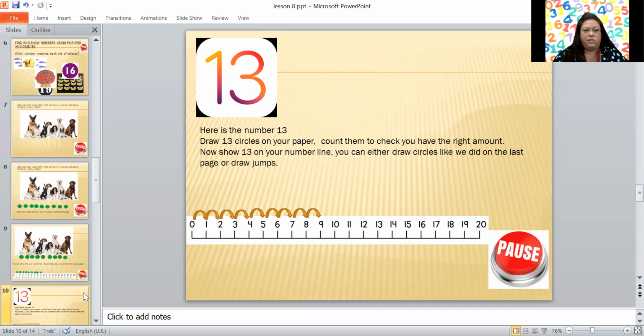So you can either draw circles like we did on the last slide, or you can draw jumps like this. You always start at the 0 though. So 1, 2, 3, 4, 5, 6, 7, 8, 9. So when we're counting from 0, you start from the 0. Okay? So see if you can do that.